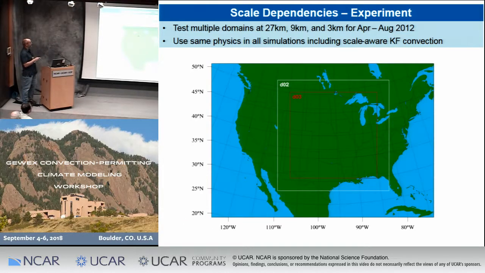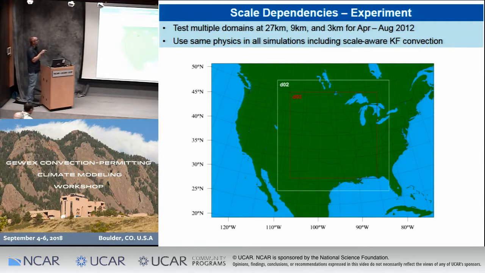We're basically doing a nested WRF simulation where we've got a 27 kilometer grid over this region here, and then a 9 kilometer grid here and a 3 kilometer grid here. And we're going to analyze the results in the central part of the US to look at what the scale effects are in these kind of cascading simulations, okay?